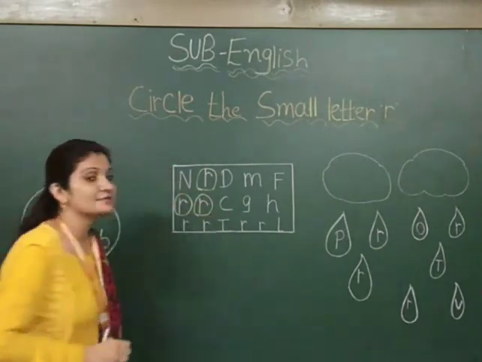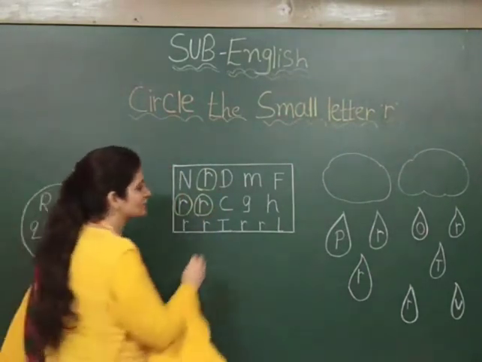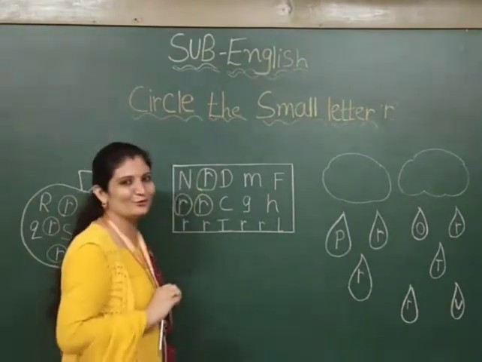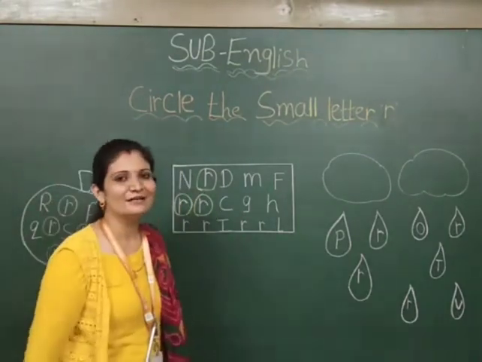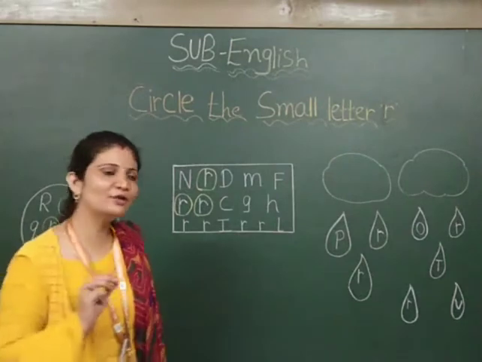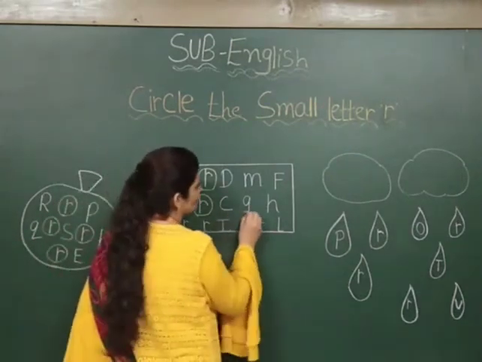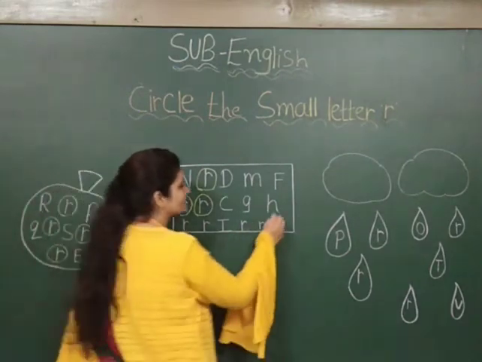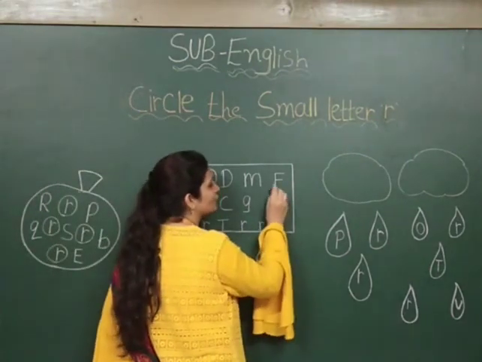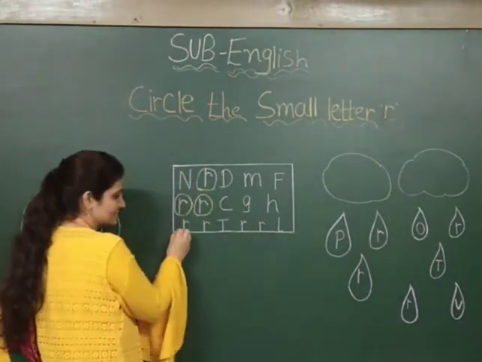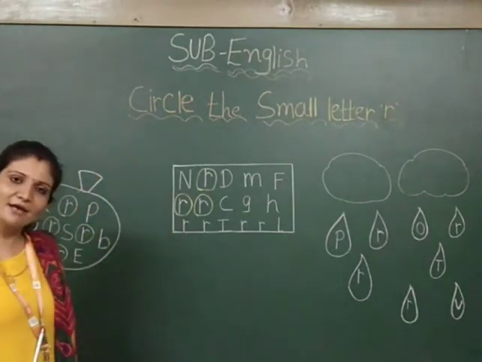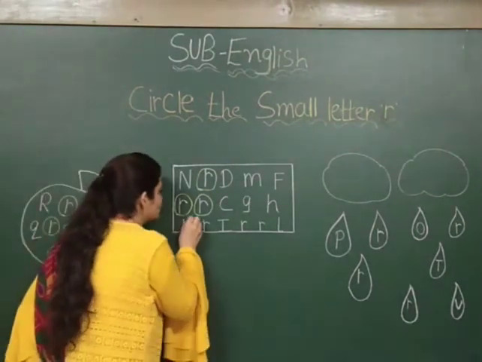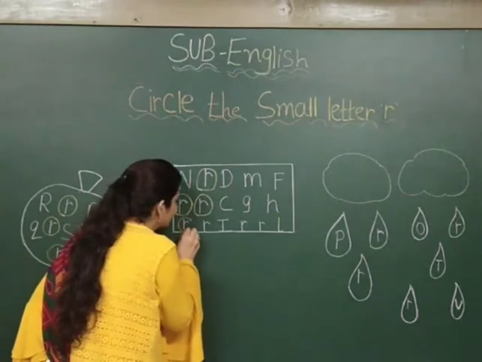This is C. So we have to circle? No. We have to circle letter R only. So which letter is this? G. And this is H. We have to circle? No. This is again small letter R. So we have to circle like this.